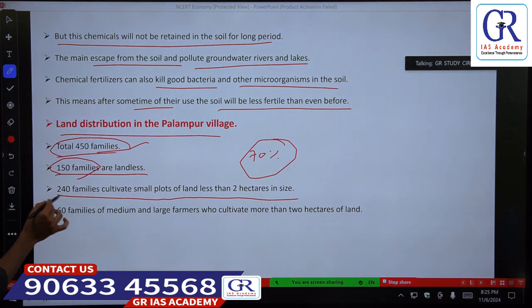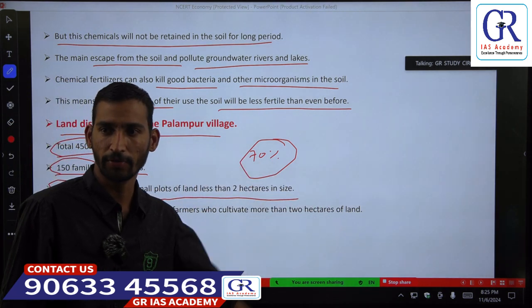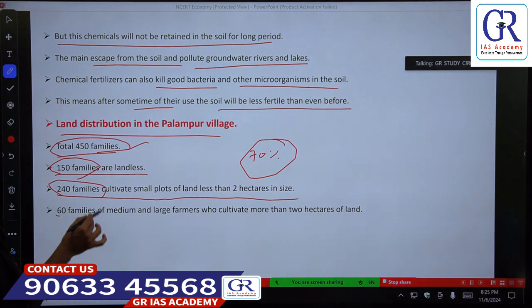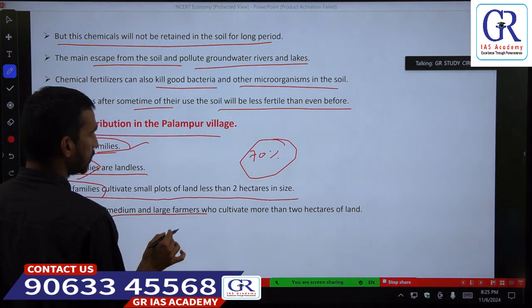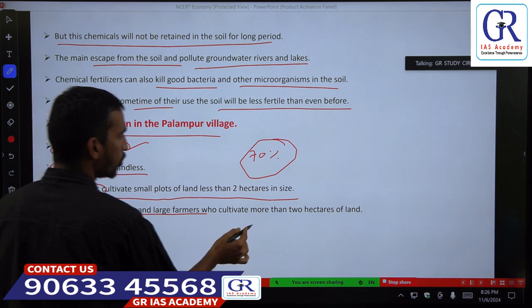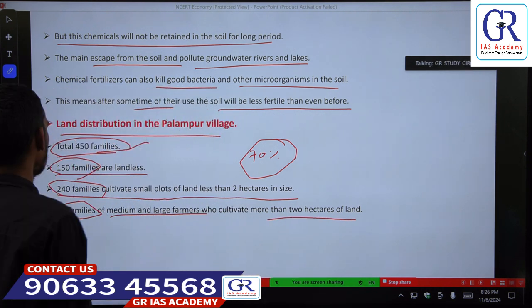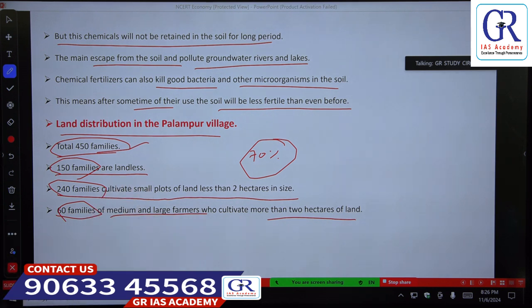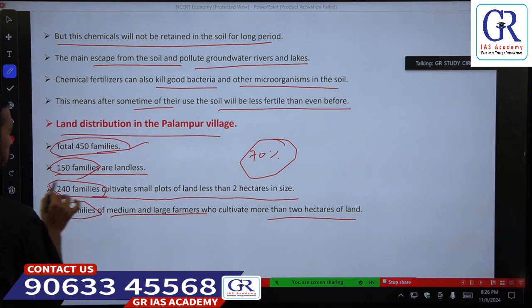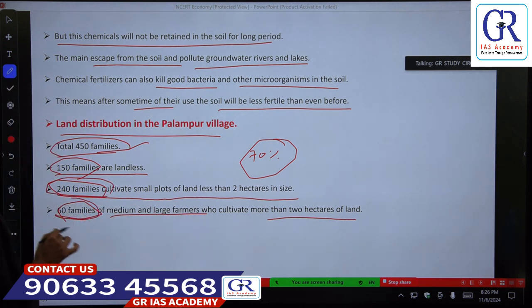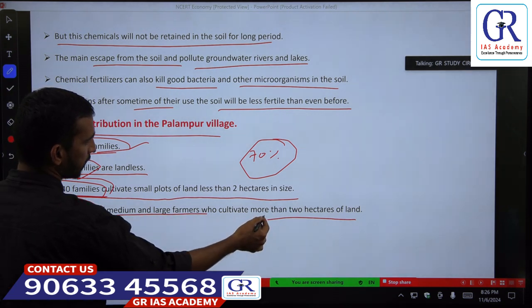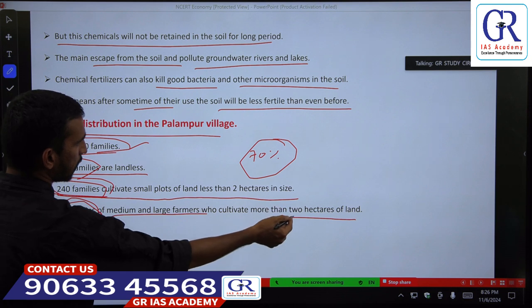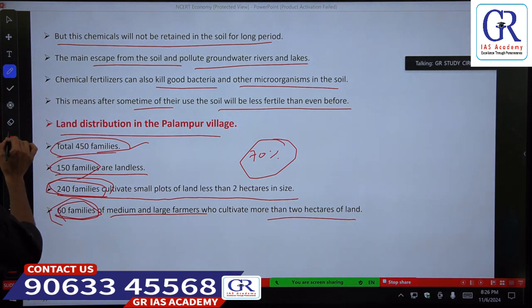So that means 240 families are small and marginal farmers, and 60 families are medium and large farmers. They have more than 2 hectares of land. So 60 families have more than 2 hectares of land, these are the medium and large farmers, and 240 families are the small and marginal farmers.